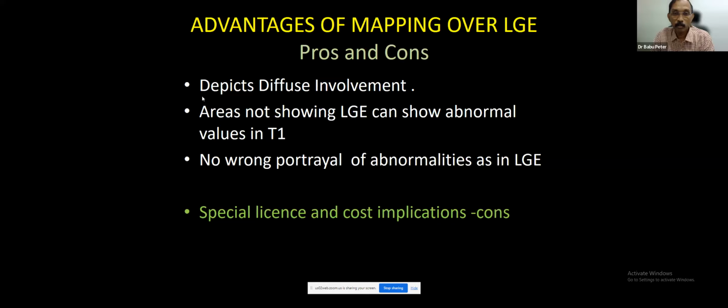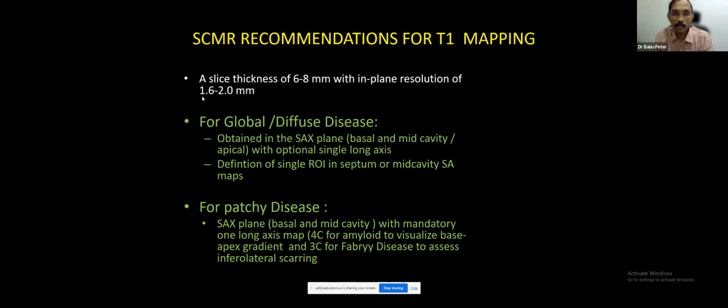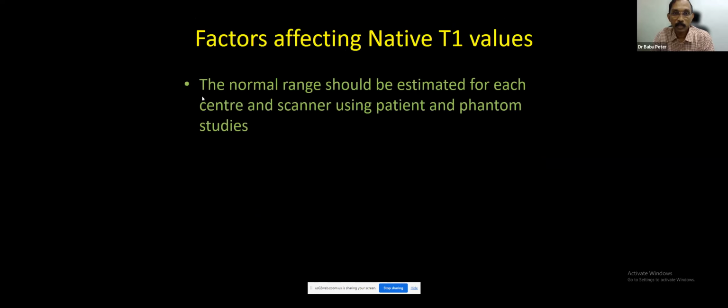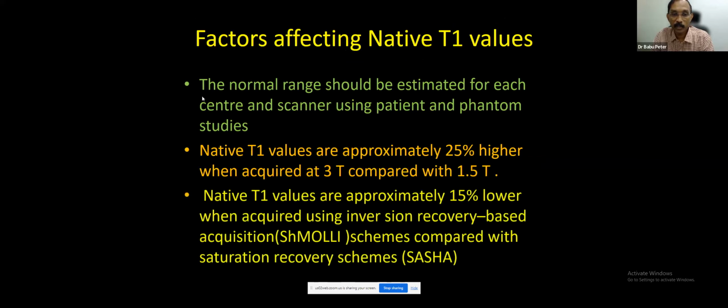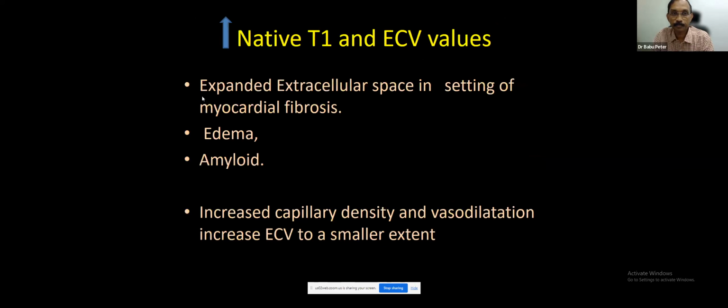The main implications are the cost implications and the special license involved, again covered by Dr. Nori. The normal range has to be estimated, and T1 values, you remember, are about 25% higher when acquired at 3 Tesla compared with 1.5 Tesla MR. Also, native T1 values are about 15% lower when acquired using the inversion recovery based shortened MOLLI sequence compared with the saturation based sequence, which is SASHA.